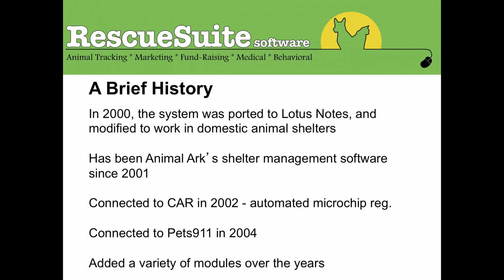In about 2000, the system was ported over to what was then called Lotus Notes and modified to work in domestic animal shelters. In 2001, when I began working at Animal Ark full-time, I began using it not only to manage the shelter operations, but to publish their website and more. I used it there for about 14 years, continually updating it and making improvements along the way.